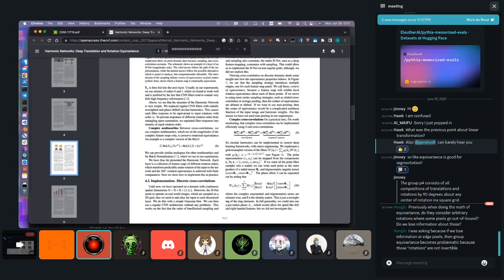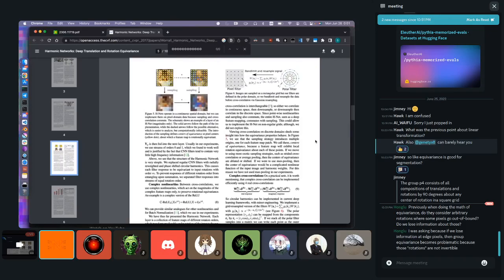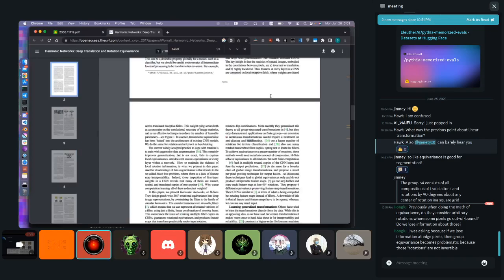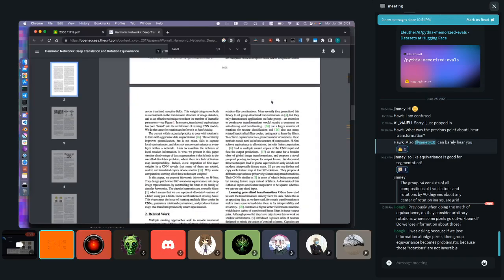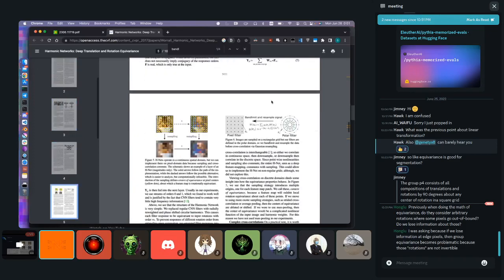I think they do say some things about band limiting in this paper, don't they? I think they just call band limiting the resampling they perform instead of pooling. I could be mistaken. Yeah, I see the paper. Yeah, they just call it band limiting for sampling the pixels initially.